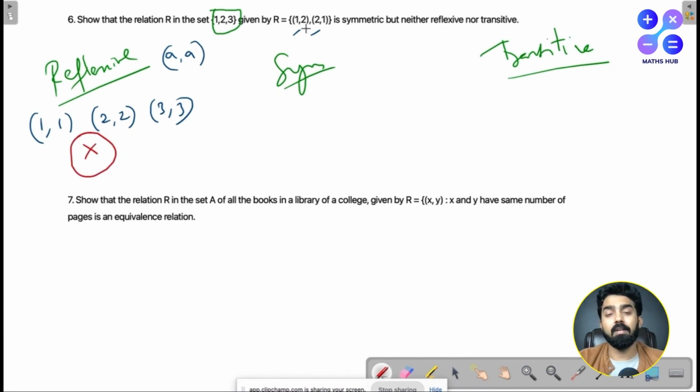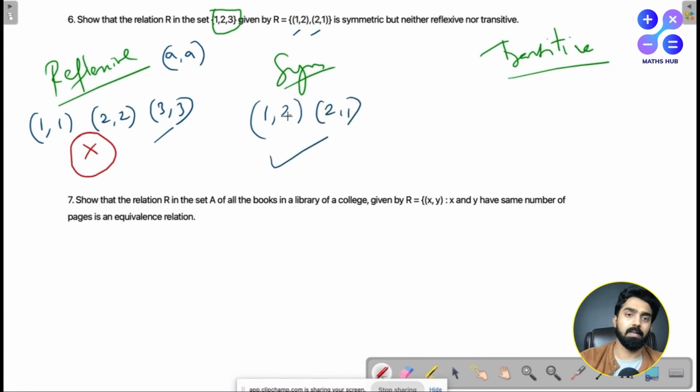And is it symmetric? For every A, B, do you have a B, A? Yeah, you do. In this set, you don't need to have a 3, 3, you just need to have a 1, 1 and 2, 2, because you don't have 3 in this relation as such, but that's the basic idea, right? So is it symmetric? Yes, for every A, B, you do have a B, A. So yes, this relation is symmetric.